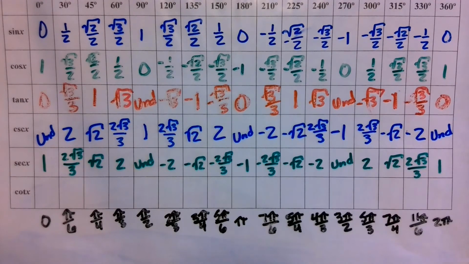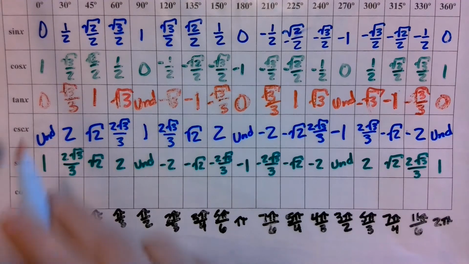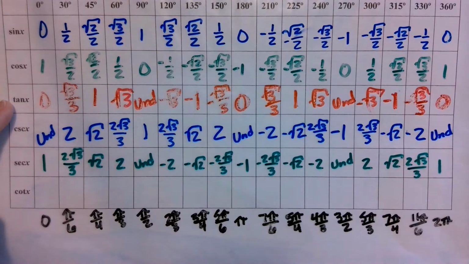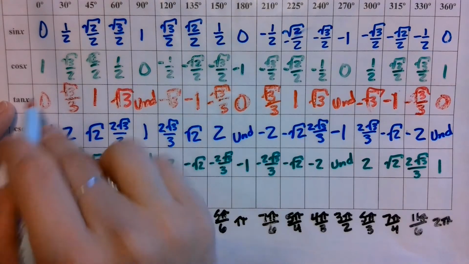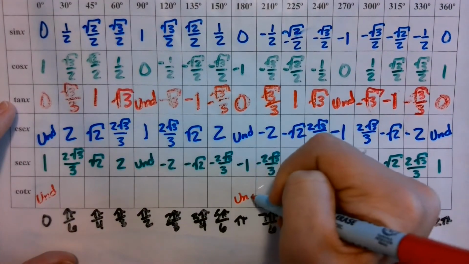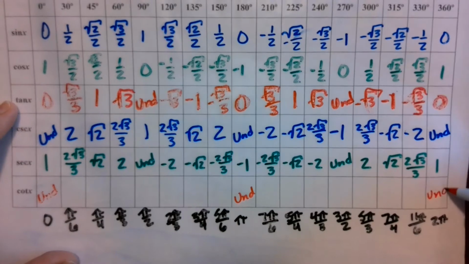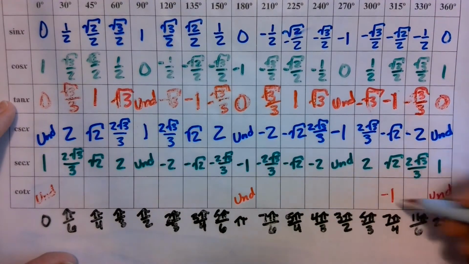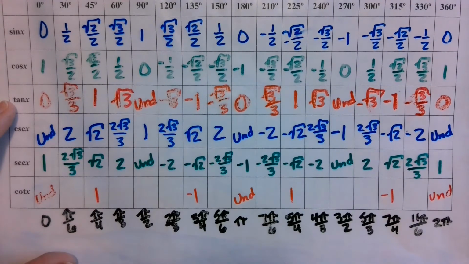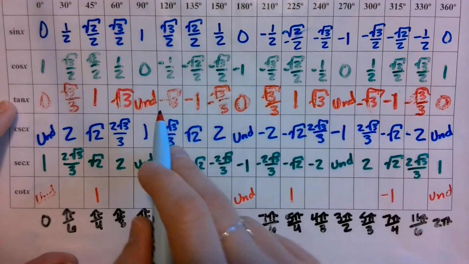Which brings us to cotangent, and still finding the reciprocals of tangent here. So same process, but we do have a few that are different. We've got our zeros that we can go ahead and say the reciprocal is undefined. We've got our ones that the reciprocal is still going to be 1 or negative 1. We do have an undefined in here.